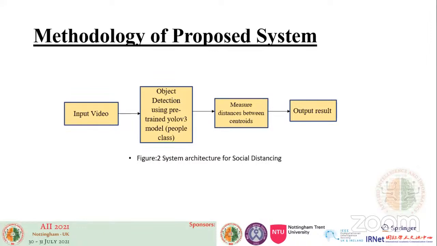In this figure, it shows the system architecture for social distancing. To achieve this, the input video is processed by applying the YOLO model, which calculates the distance between centroids of people standing side by side. We used Euclidean distance to calculate the distance between two centroids.